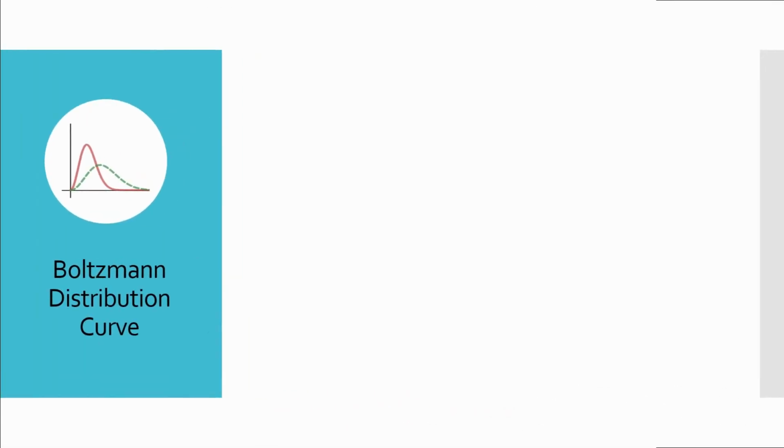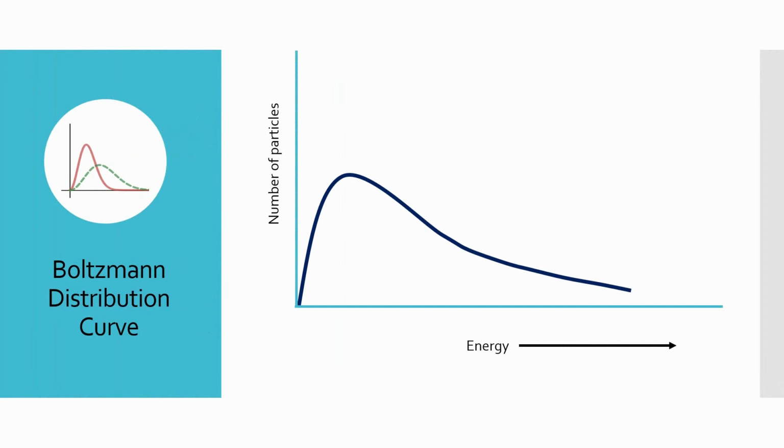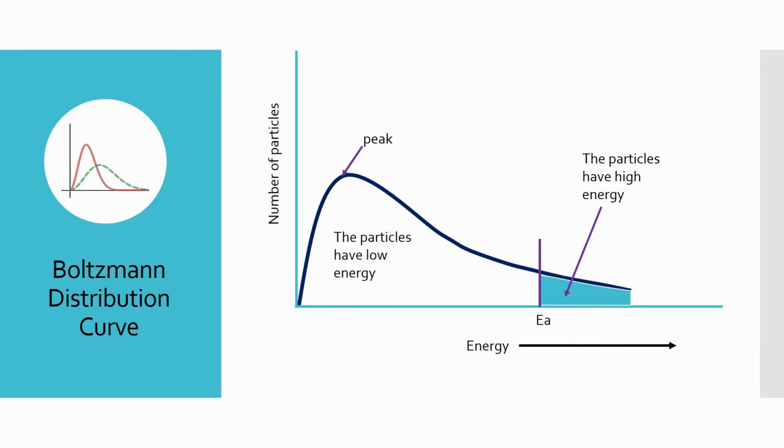Boltzmann distribution curve, a very important point for this topic. Here the y-axis is number of particles and the x-axis is energy. This curve starts from 0 and never cuts the x-axis. Here the peak point indicates the maximum number of particles, with moderate energy, and the right part has high energy, greater than or equal to activation energy, so they can react easily. But the left side has low energy, so they cannot react.